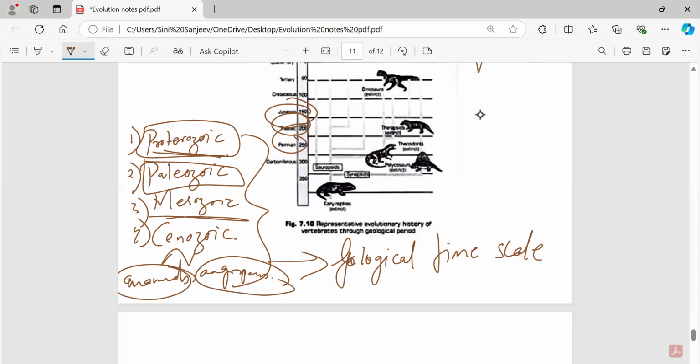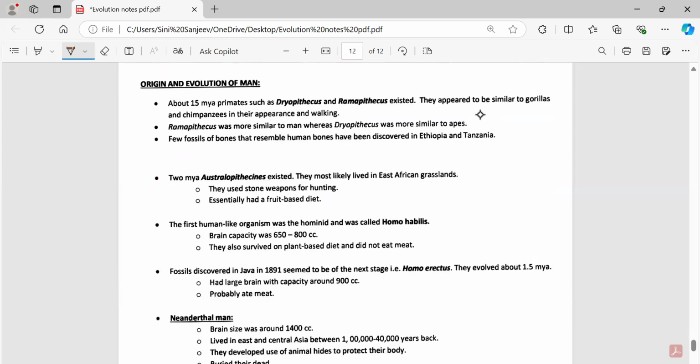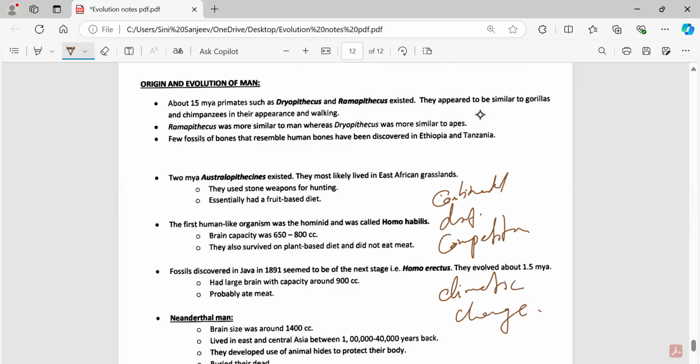Okay, so it's like the transformation which you can see, or the origin and evolution of man. We were not like this before, right? So whatever evolution took place was due to various reasons. Okay, it is basically the continental drift, or the competition, or you can take over here the climatic change. All these things made the evolution or origin of the man which we are today, right?